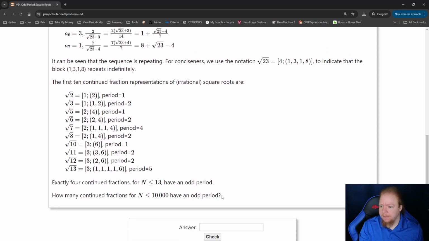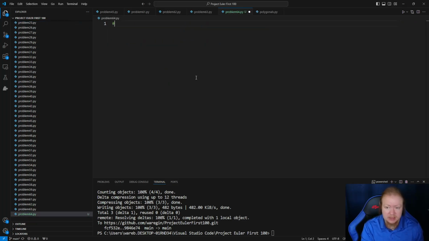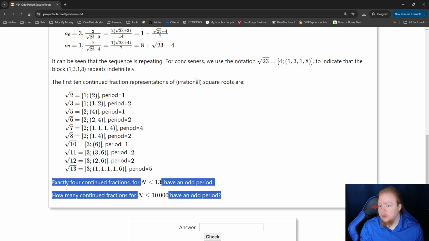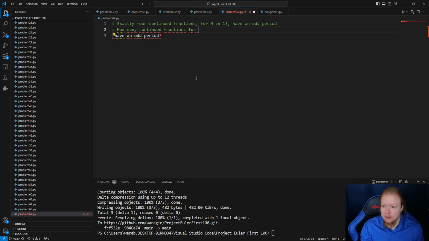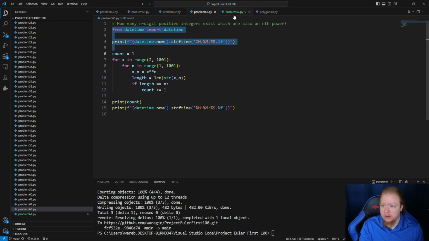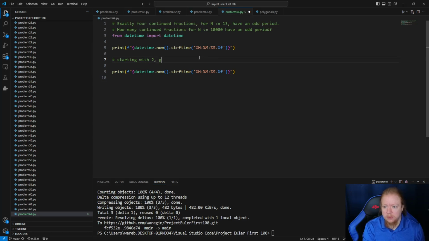So let's go ahead and get started, or at least thinking about it. Okay, steal our favorite little timestamp printing. Okay, so our algorithm, starting with 2, go through an equal limit.